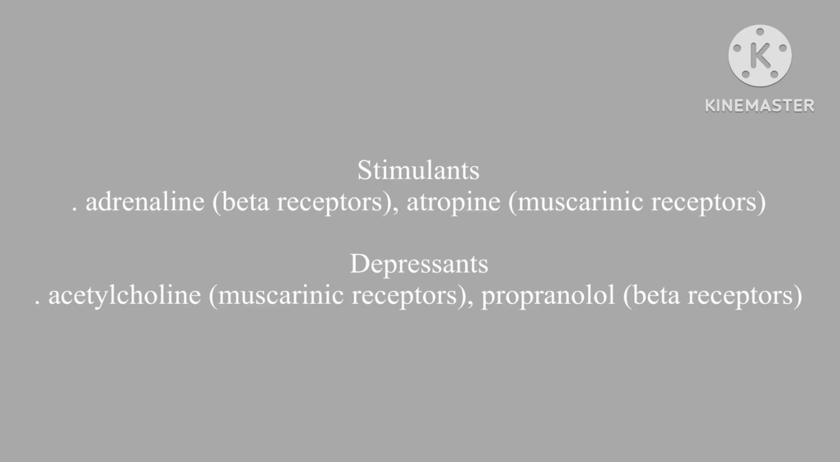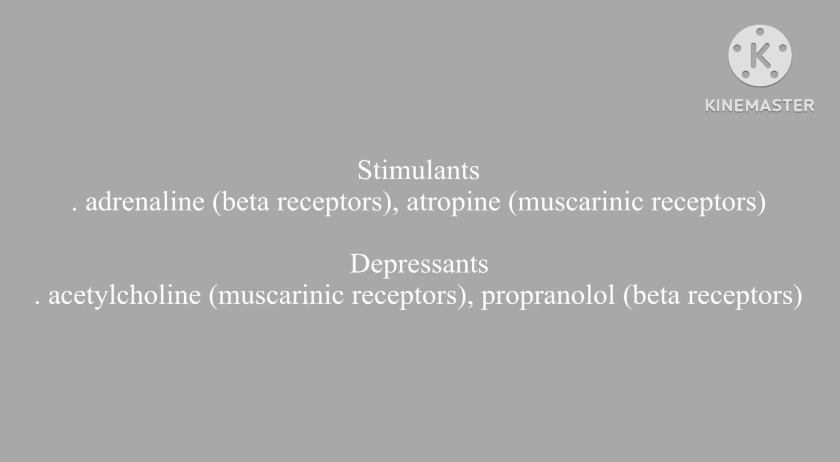The next stimulant is atropine. Atropine is a muscarinic antagonist. It prevents acetylcholine's slowing effect and therefore increases heart rate. And the depressants include acetylcholine and propranolol. Acetylcholine is a muscarinic agonist that acts on M2 receptors. It depresses the heart rate.